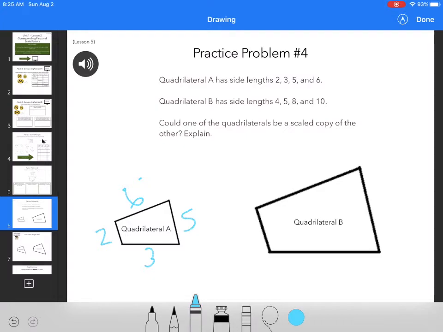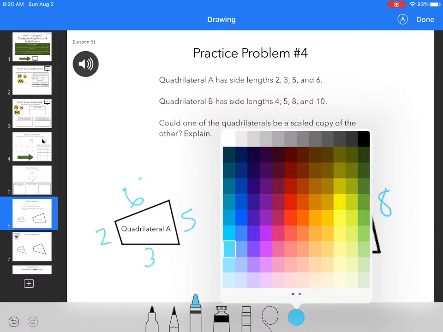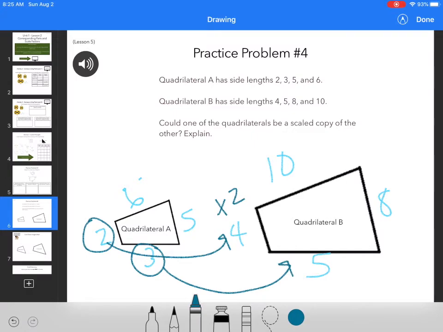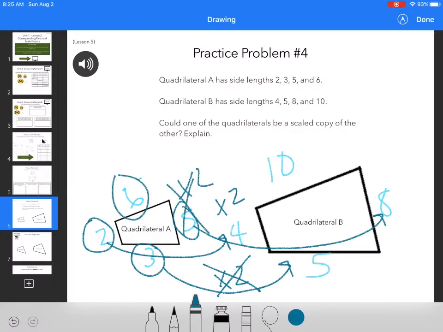And you want to go in the same order on quadrilateral B. So that would be 4, 5, 8, 10. So now I have to think, what do I multiply by? Because I'm always thinking about multiplication with scale factors. So this side to this side would be times 2. Then I have 3 times 2. Nope, that won't work. I have 5 times 2. That won't work. 6 times 2. That won't work.